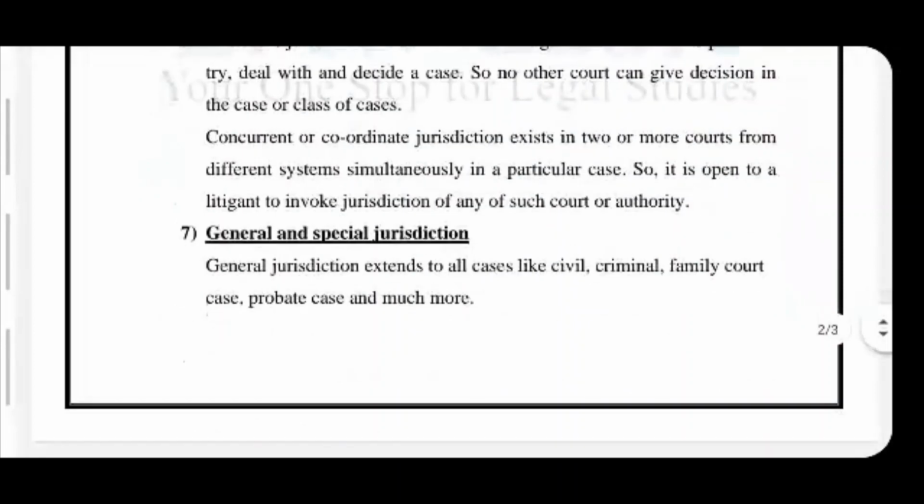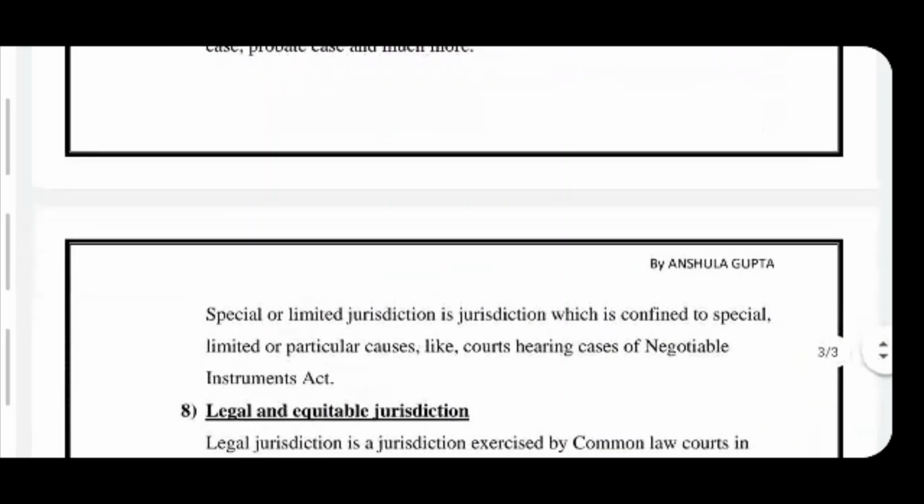Now next is general and special jurisdiction. General jurisdiction extends to all types of cases, like general civil matters, criminal matters, family court, and many more. And special jurisdiction is specific jurisdiction which is confined to, like, courts hearing cases of negotiable instruments. So such courts have a special jurisdiction.